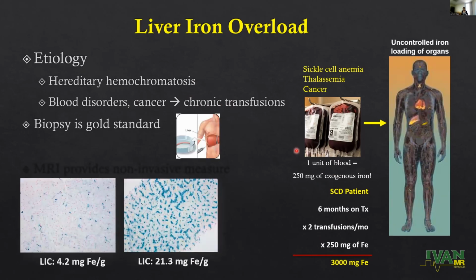And the body doesn't have a natural mechanism to remove this extra iron. Biopsy is the gold standard to know how much iron is there, and then prescribe a chelation dose to the patient to remove the extra iron. So we need a tool to monitor how much iron is there so that the hematologist can prescribe the chelation dose to remove the extra iron, because extra iron is toxic.